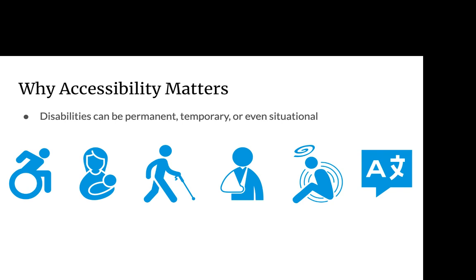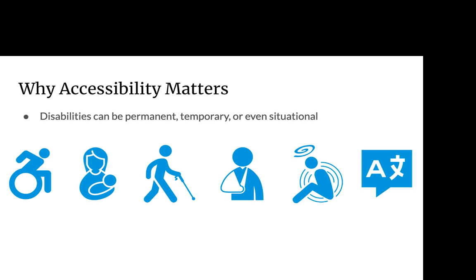At some point in your life, you may break your arm. You may have a child and be nursing that child for about a year, which means that you spend most of your life one-handed. You might have a concussion. You might be drunk. You might have to pay a bill while you're drunk. All of these things can come up and they can be part of your life.